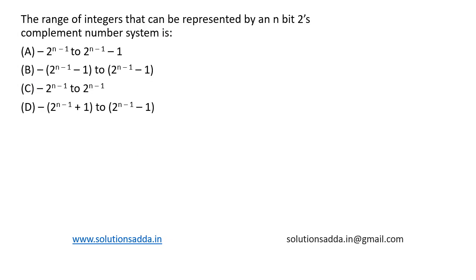This is a question from digital logic design. The range of integers that can be represented by an n-bit 2's complement number system is, and 4 options are given. With n bits, we can have distinct representation of 2 to the power n numbers. In case of unsigned numbers, it ranges from 0 to 2 to the power n minus 1. This is unsigned.